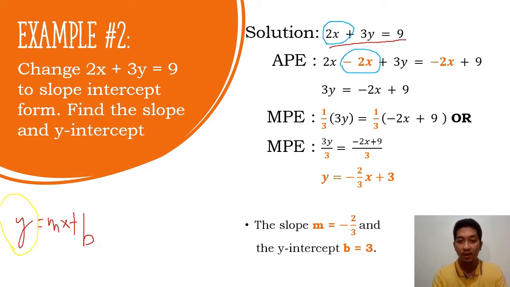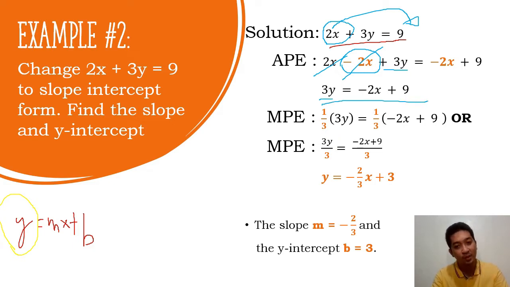So, you have 2x minus 2x, that will be what will give you 0. Plus 3y is equal to negative 2x plus 9. Okay, or simply transpose 2x sa kabilang side. Pag tinranspose mo yung 2x, ang kalalabasan niya ay negative 2x kasi inilipat mo siya. Or just simply use APE. Okay, so now with that, ano ang natira dito sa left side natin? 3y equals negative 2x plus 9.